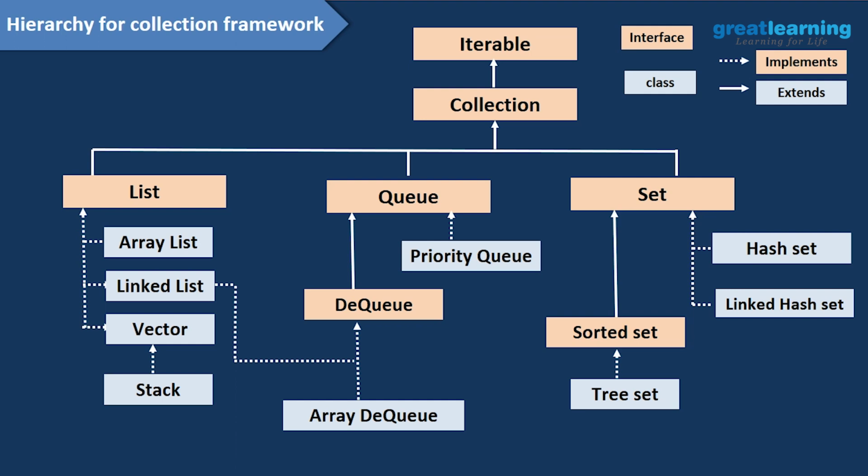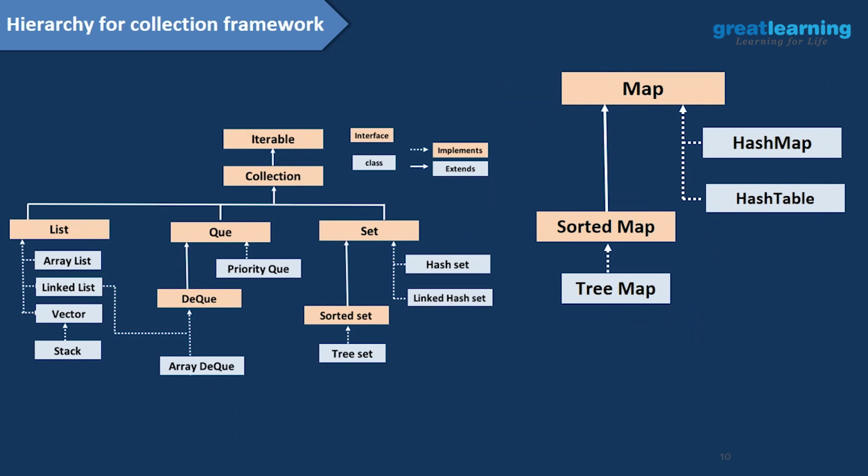Then we have Set, and Set also has three implementations: HashSet, LinkedHashSet and TreeSet. These are all classes, and SortedSet is an interface. So this is the hierarchy we have for the collection framework. And now we will see how these interfaces can be used in our program, right?